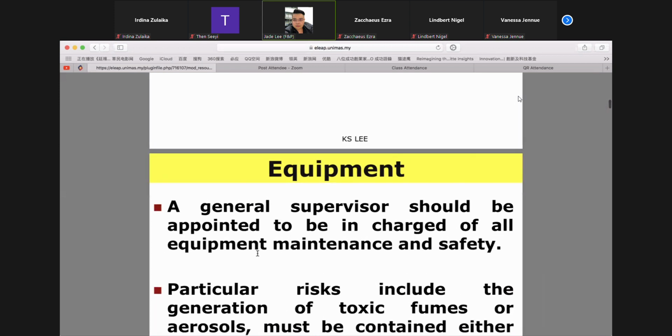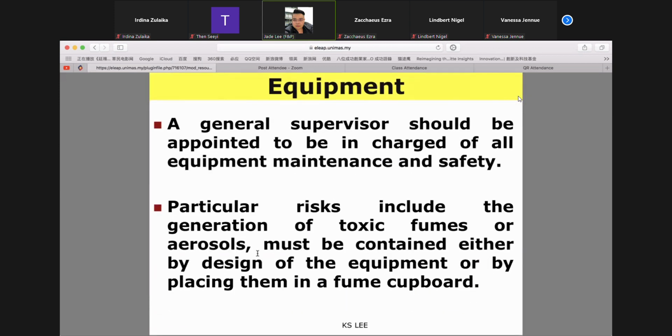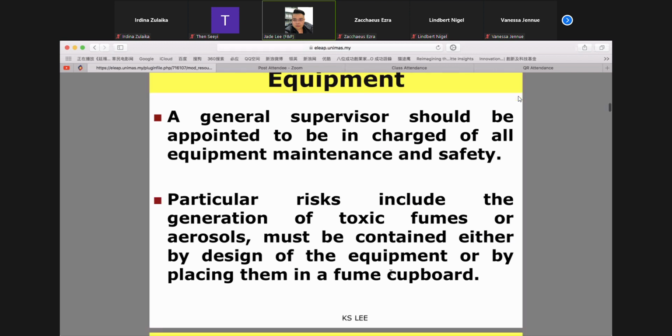Okay, for the equipment, a general supervisor should be appointed to be in charge of all the equipment maintenance and safety. For example, the laminar flow hoods and also the autoclave. Particular risks include the generation of toxic fumes. Also, aerosols must be contained either by the design of the equipment or by placing them in the fume cupboard. So always remember, as I mentioned just now, for chemicals that will generate toxic fumes, you need to place them properly in the fume hood.